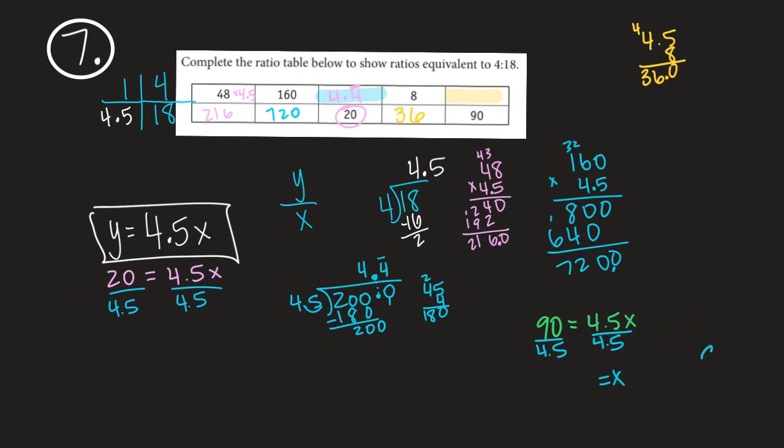So then you go top and bottom out. Move the decimal over once, add a 0, and you end up with 20.